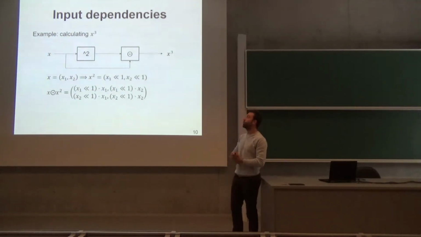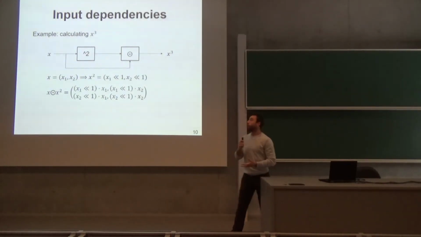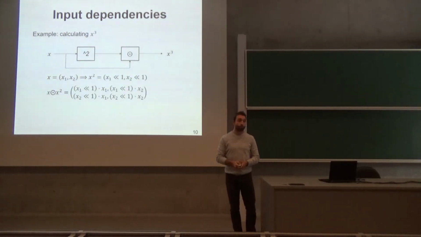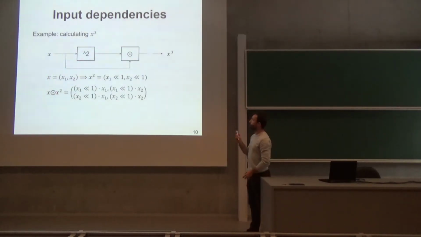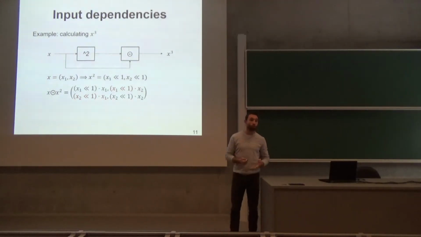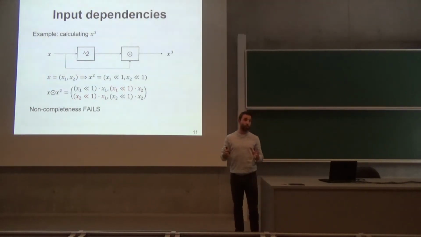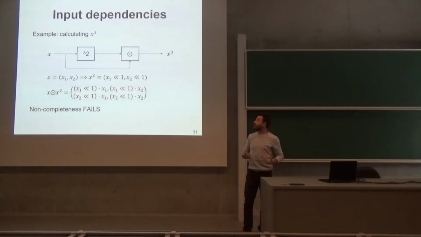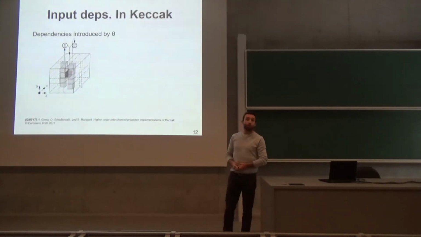What happens when they are dependent? Let's check another example. Calculating x cubed. We first perform the square, x squared, which results in both shares like this, and then x times x squared to obtain x cubed. We see like this, where these 2 cross products are failing non-completeness. So this is the danger of dependent inputs. Here it's pretty simple, it's quite obvious, but there are other cases where it is not that obvious.